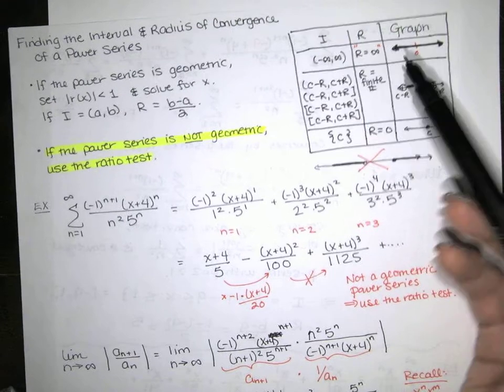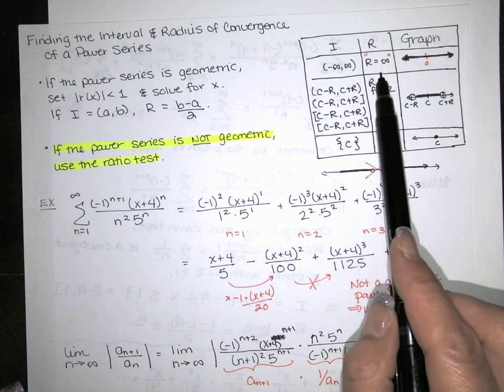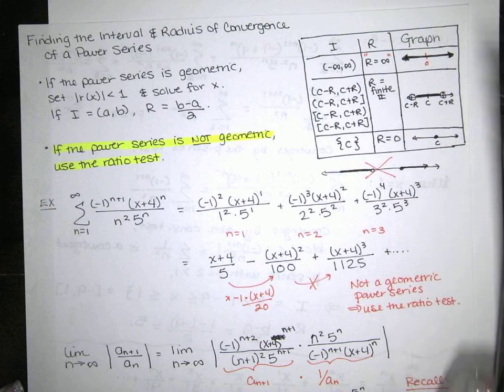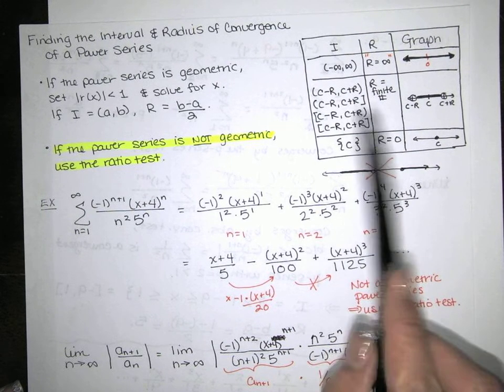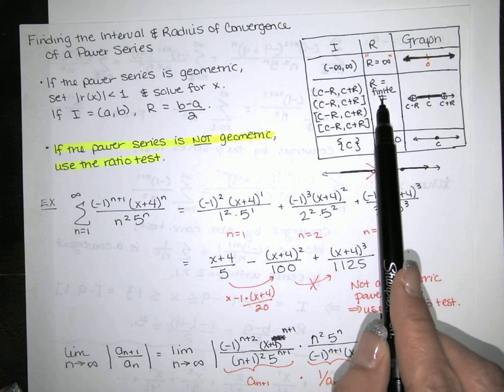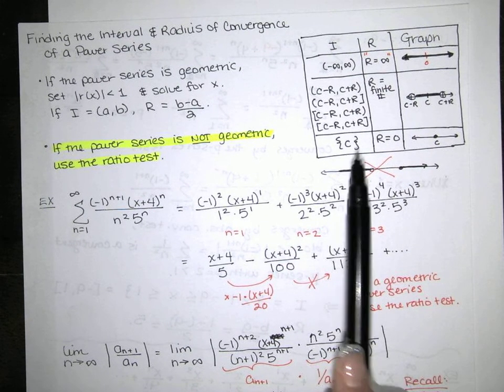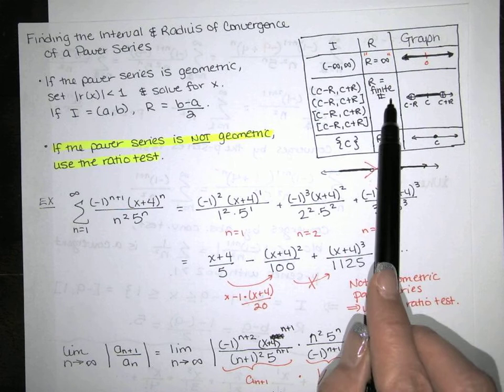Okay, so we've seen two cases. We have a power series that converges for all real numbers, where the radius of convergence is infinite. And then we had a case like this, where it turned out to be this one. R was finite, and both endpoints happened to be included. You always have to check the endpoints if R is finite.